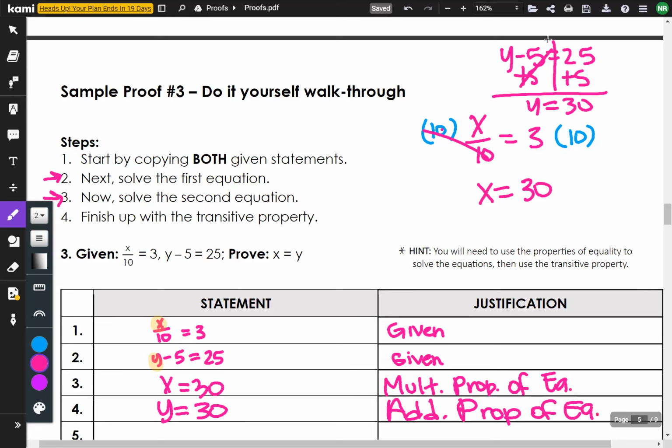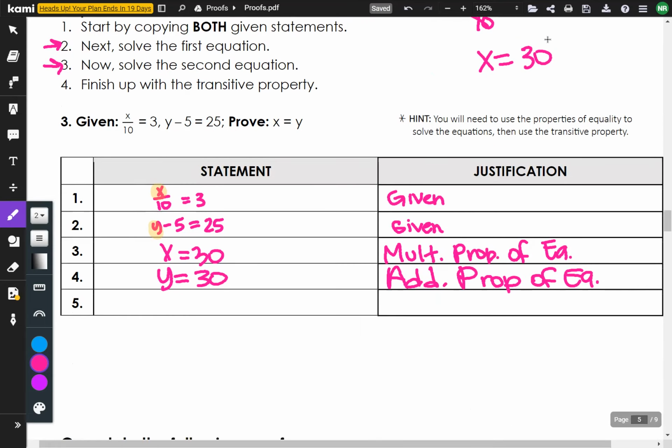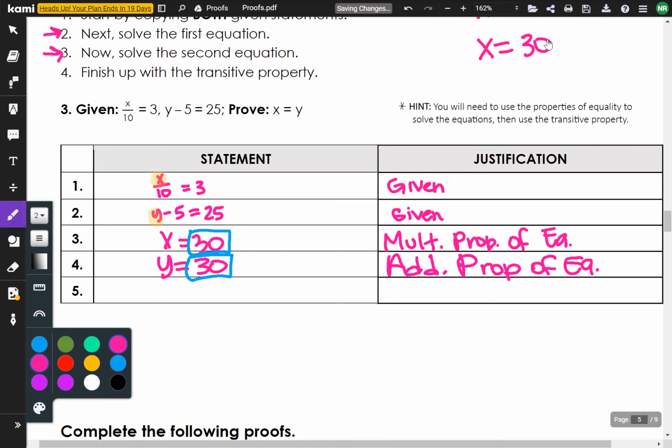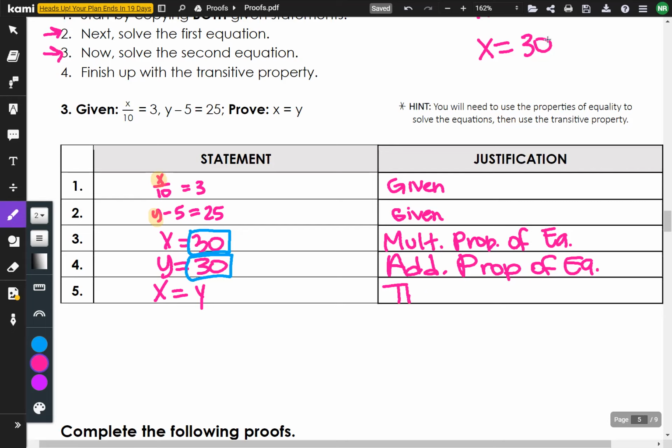Now that I've solved both equations, I'm able to find something in common in order to combine them. What do they have in common? They're both equal to 30. So if they're both equal to 30, they must be what? Equal to each other. So x equals y. And we did this using the transitive property.